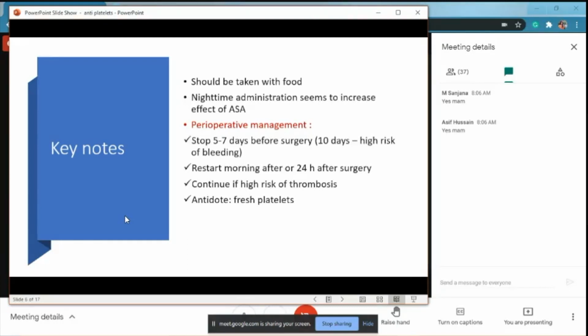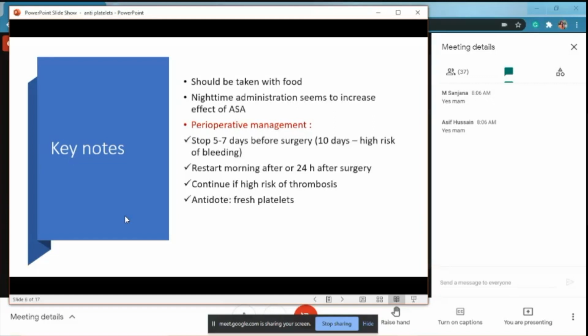Now, what is the perioperative management? Let's have a look. If the patient is scheduled for an elective surgery, how do we have to stop the aspirin? We know that in surgery we have to hold most of the medications that can lead to bleeding, right? So here we have to stop aspirin 5 to 7 days before the surgery. Usually the physicians hold aspirin 7 days before the surgery. If they cannot, at least a minimum of 5 days they have to hold the aspirin.